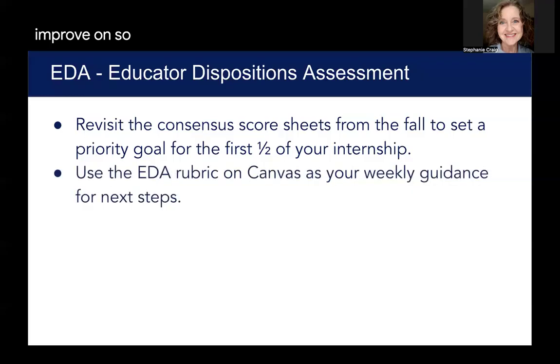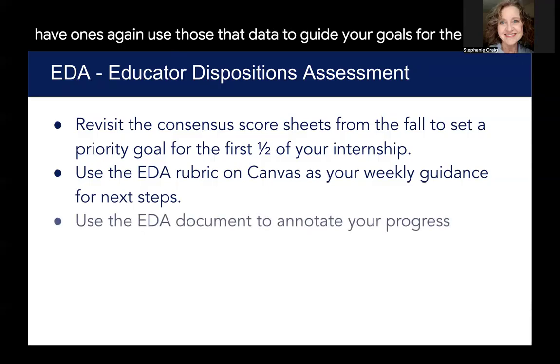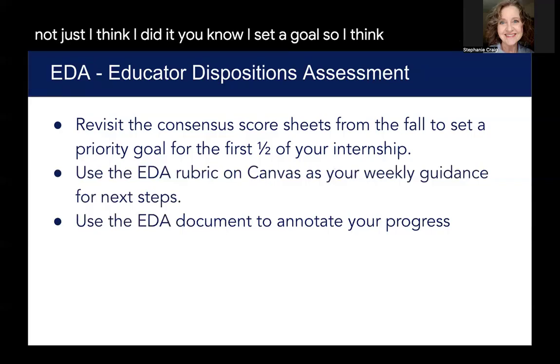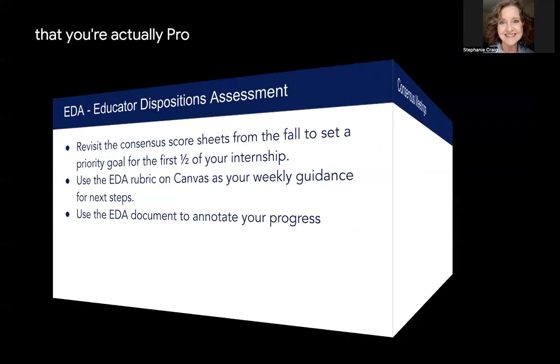So use your scores from the fall. Also, maybe your consensus scores were all twos, but you did have ones; again, use that data to guide your goals for the first part of the semester. And especially if you are setting a goal, whether it's the EDAs or the CPAST, you need to annotate to show progress. It's not just, I set a goal, so I think I did it. Make sure that you're actually progress monitoring yourself.